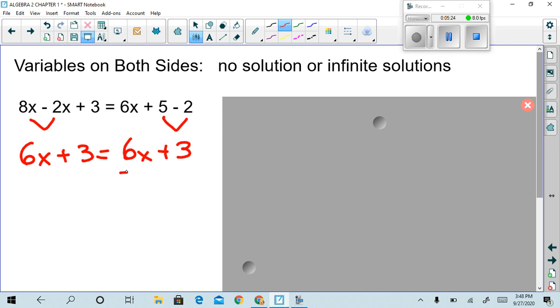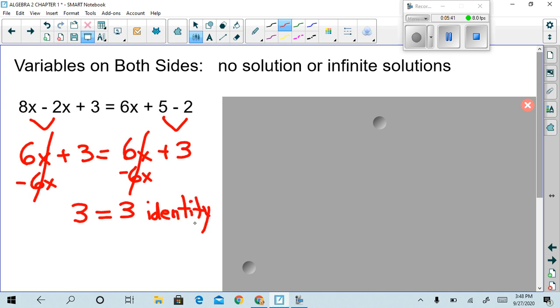The process says you should collect your variables to one side. When you collect your variables to one side, it cancels on both sides and you're left with 3 equals 3. This again is called an identity because it's equal to itself. And then we say that x can be equal to all real numbers. And you need to write that down, not just identity. Or you could say it has infinite solutions.